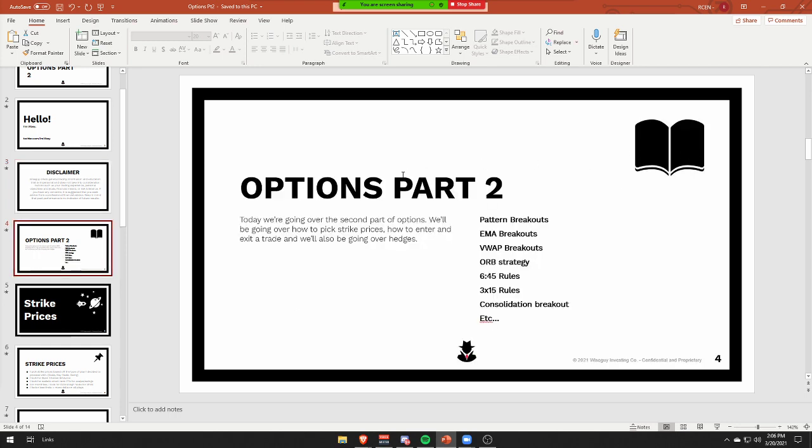All right, cool. Options part 2. We're going to be going over picking strike prices, how to pick them, at least how I pick them. You don't necessarily have to follow how I pick them, but these are general key things that I look for. How to enter and exit a trade, and then we'll also be going over hedges.